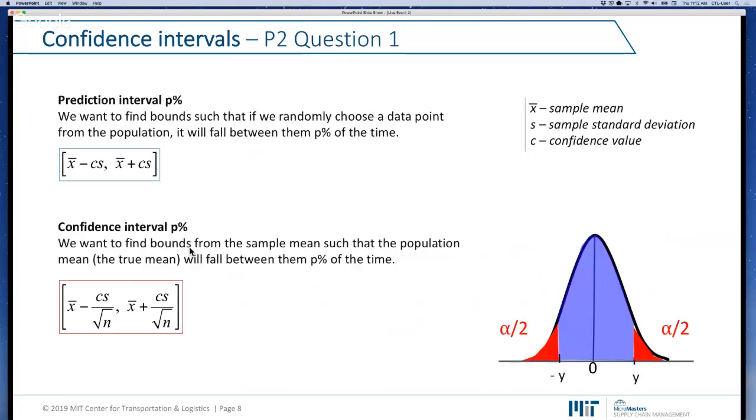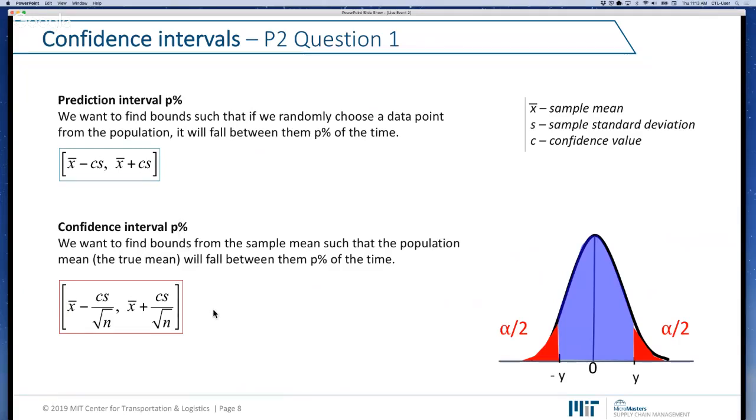So let's have a quick reminder of what a prediction interval and a confidence interval is and how they are different. For a prediction interval, this is something we already did in the probability section, right? We just want to find some bounds, some values, such that if we randomly choose a data point from the population, it will fall between them P% of the time. In the case of the problem, they're asking us for 2 values that give me a 90% confidence that any random value will fall between them 90% of the time.